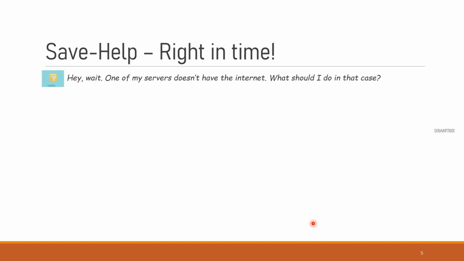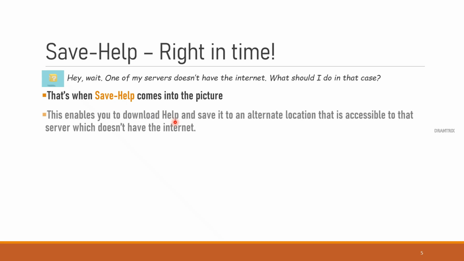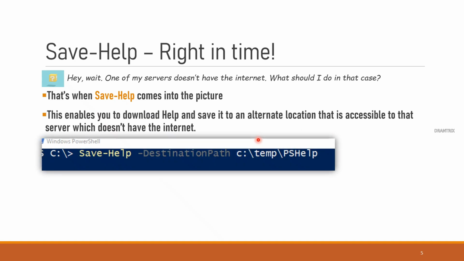And you can get a question like, hey wait, one of my servers doesn't have internet, what should I do in that case? That would be a good question. And that's when the Save-Help cmdlet comes into the picture. What it does is you run this command on a server which has internet. It will download the help and then save it to an alternative location that is accessible to the server which doesn't have internet.